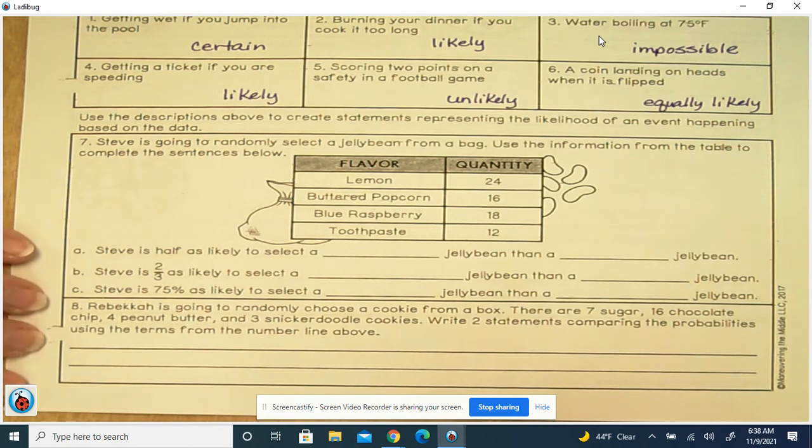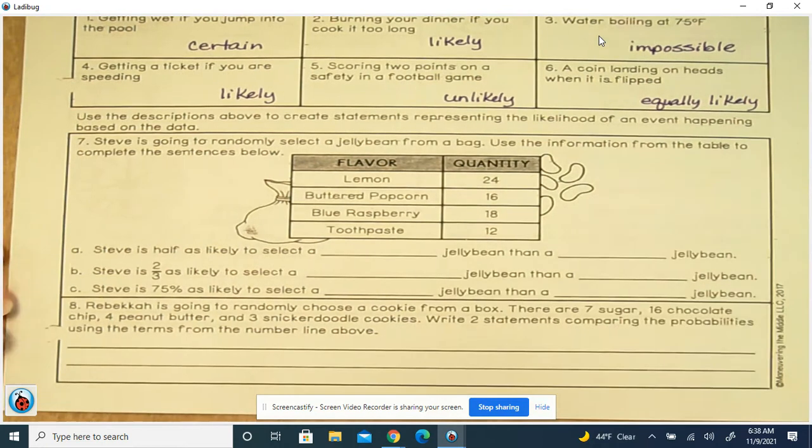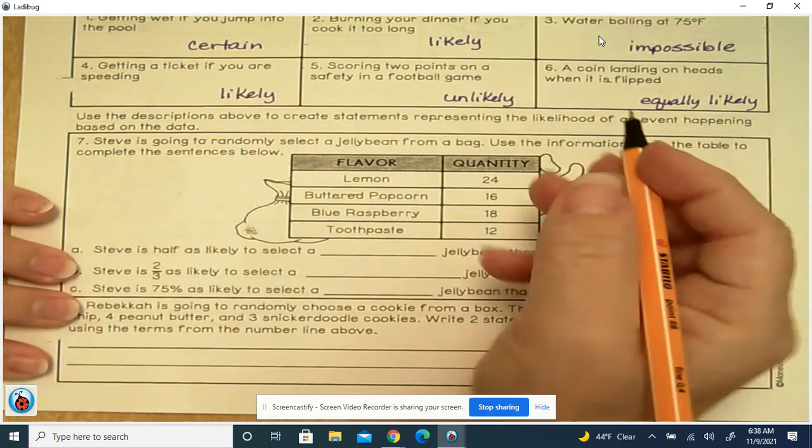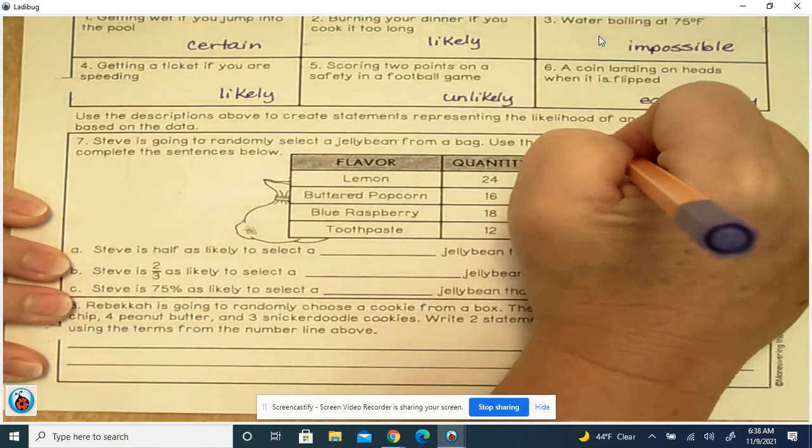So let's do the adding and get the percentages of what we got. Let's get a total. So we've got 24 plus 16 plus 18 plus 12. So we have a total of 70.